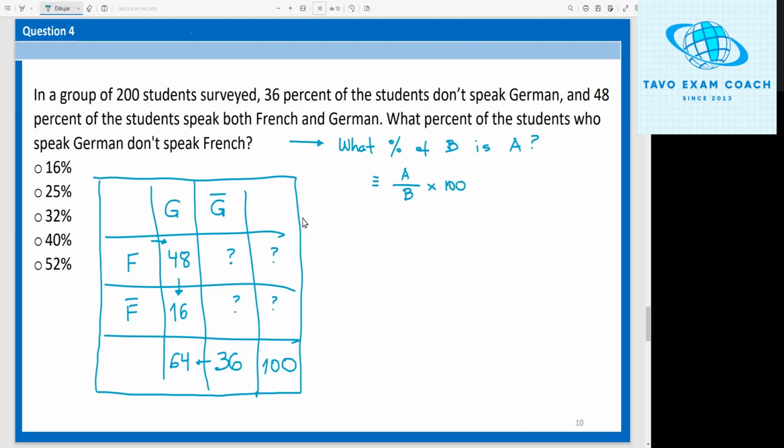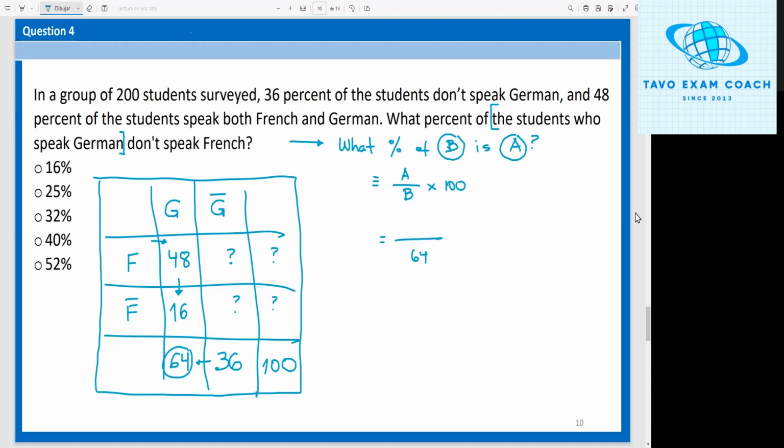So let's identify in our question what these quantities are. Quantity B should be this part, the students who speak German. The students who speak German, if we look at the table, are a total of 64%. So let's place here 64 in the position of the denominator.